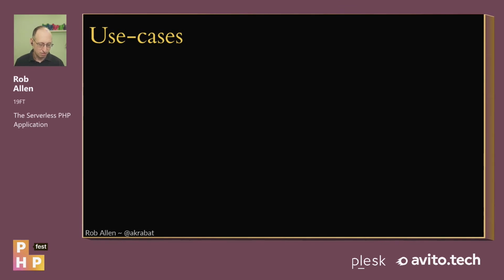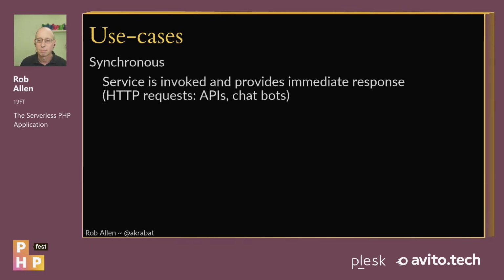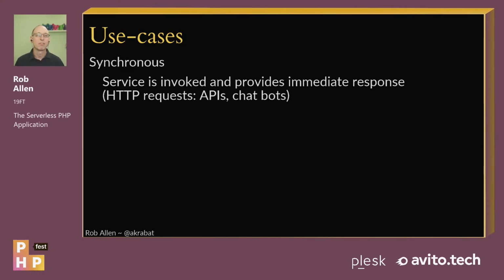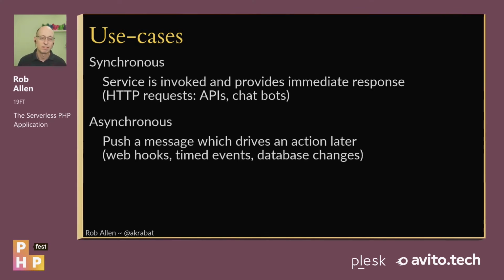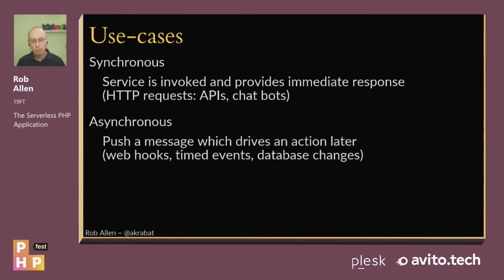So let's talk through some use cases. So firstly, synchronous. Service is invoked and we get an immediate response. So an API request. Send a request into the API, get a response back from the API. Chatbots work the same sort of way. The Echoes and the Google Assistants, those sort of things, are all synchronous situations. Then we have asynchronous. We push a message, the work happens later. Webhooks are a good example of this, or cron jobs, or something happens in the database and then we need to do some work. Those sort of things are asynchronous and also work really well.